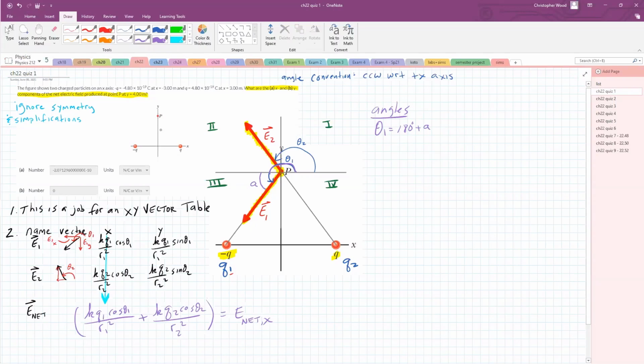So let's look at the geometry. I know the source charges. I know X is minus 3. So this is going to be pretty easy. This dimension right here, to the source charges, is 3 meters as given. This is also 3 meters. The figure shows 2 charged particles on an x-axis at x equals -3 and x equals +3. And this point here, the probe, is at 4. So this is 4 meters. So this is a 3, 4, 5 triangle because, well, I'll come back to that later.